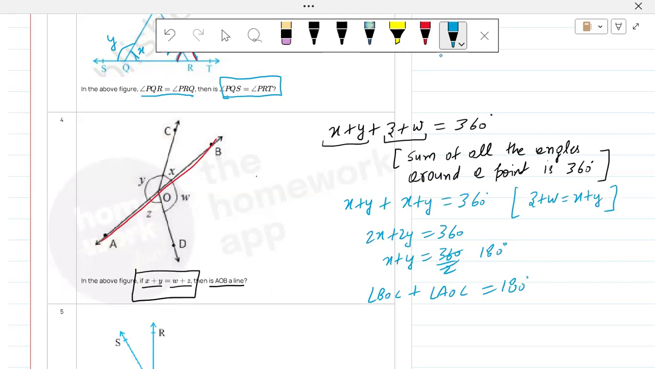And if I write angle AOC plus angle BOC is equal to 180 degree, this implies that AOB is a straight line. This implies AOB is a straight line. Hence proved.